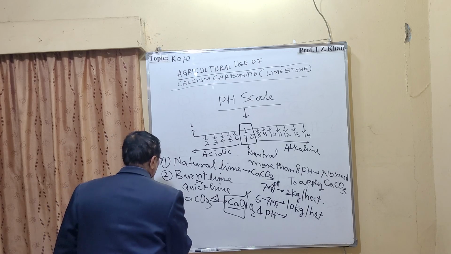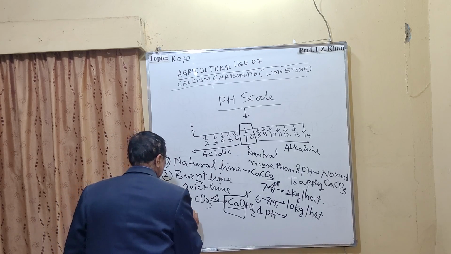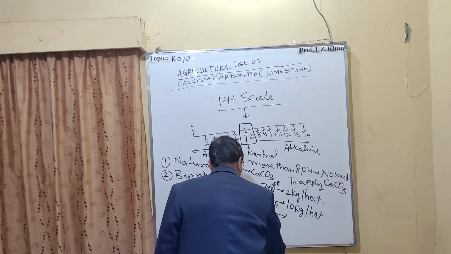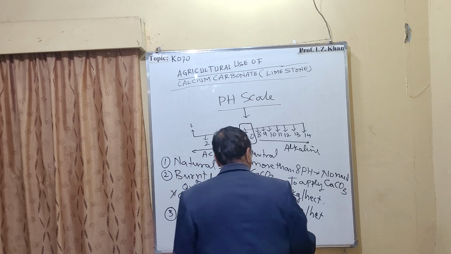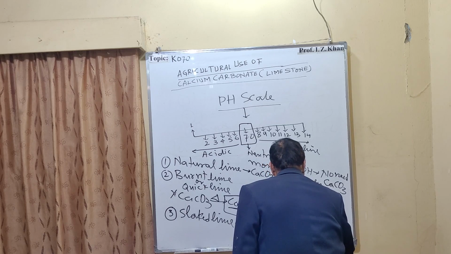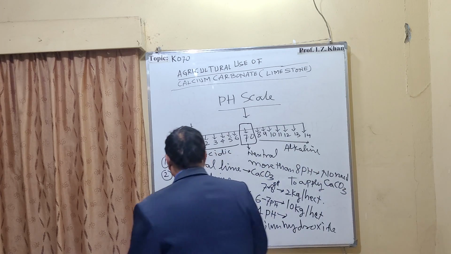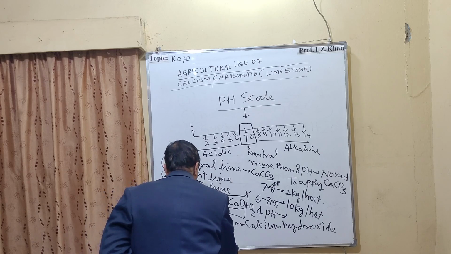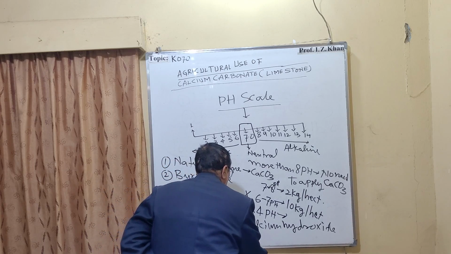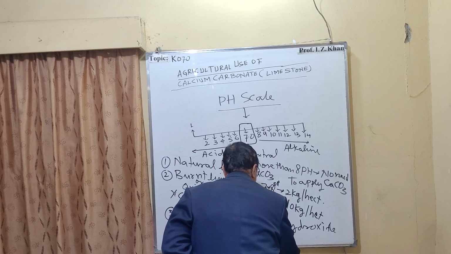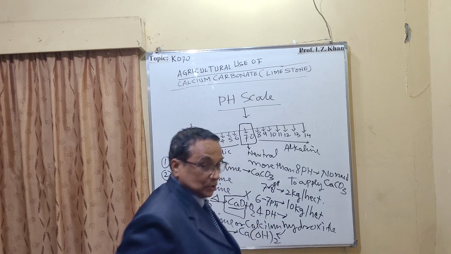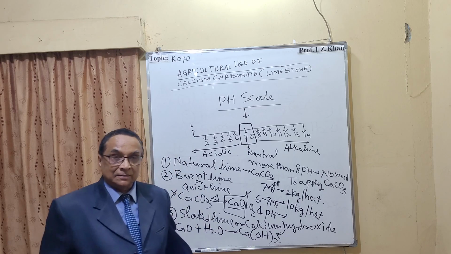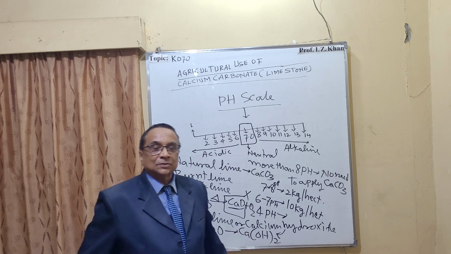And the third one is called slaked lime, or we may call it calcium hydroxide. This lime is made when CaO is added to H2O, and you will get Ca(OH)2, and this is your calcium hydroxide. So this calcium hydroxide is also called slaked lime or hydrated lime, and these are all terms used.